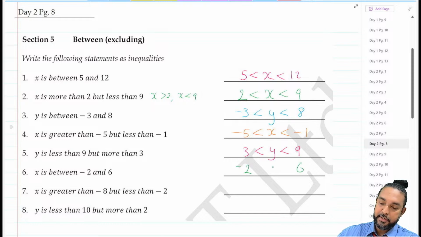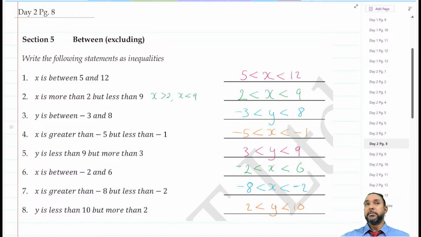Minus 2, 6, X is between, clearly less than 6 and greater than minus 2. X is greater than minus 8, but less than minus 2. So to the right of minus 8, but to the left of minus 2. And Y is less than 10, but more than 2. Okay.